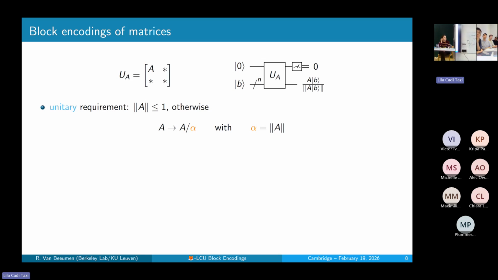Therefore, we use the degrees of freedom in these arbitrary elements. And on the matrix side, you can prove that that always exists. However, on the quantum side, it doesn't mean that an efficient circuit exists for it.